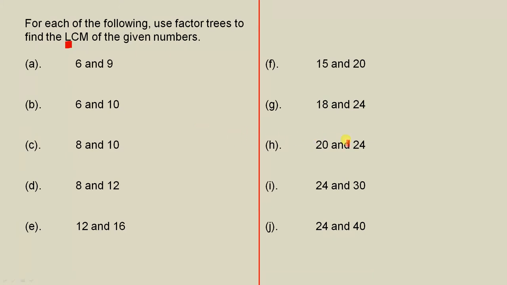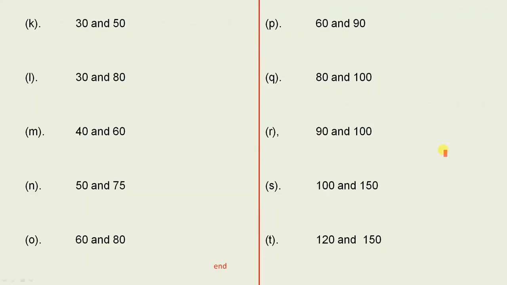Now it's the same for all of them. We have 10 examples here where we have to find the lowest common multiple of the two given numbers. This is similar for this worksheet. The only difference here, the numbers are a little larger, but that doesn't matter. That won't worry us because the principle is the same.